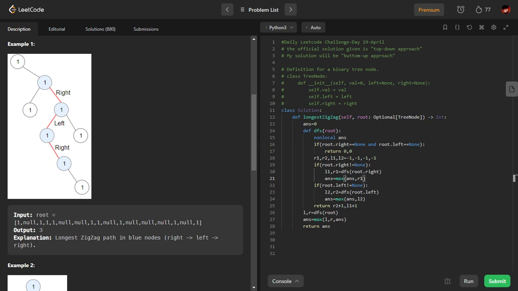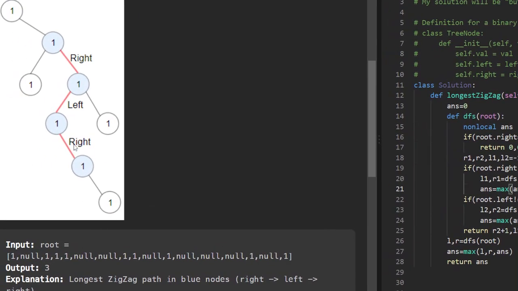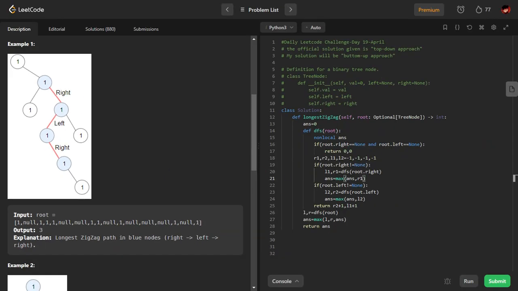See, in case of left, what will we do? Suppose this is my current node. The mouse pointer is showing my current node. I'm considering my left child as of now. What I have to do is consider the left child's right only, because only then it will be zigzag.